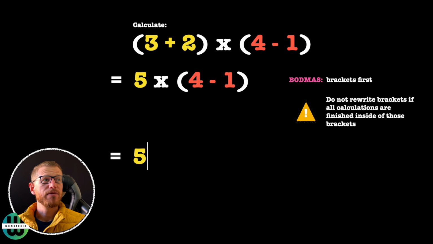I'm going to write 5 times, and then 4 minus 1 is 3. Again, I don't need to write down those brackets again. And now I'm going to use BODMAS and I'm going to multiply since this is my last operation to complete. So 5 times 3 will equal 15.